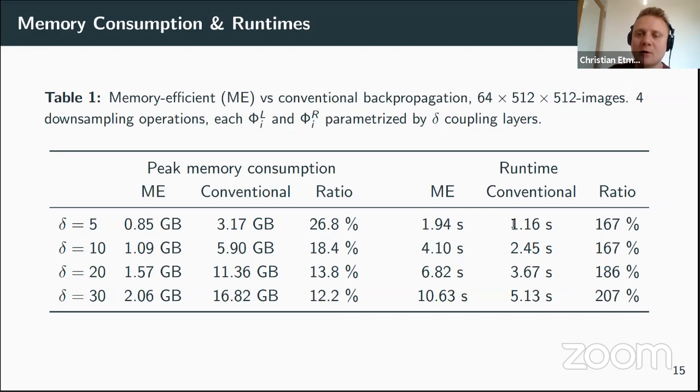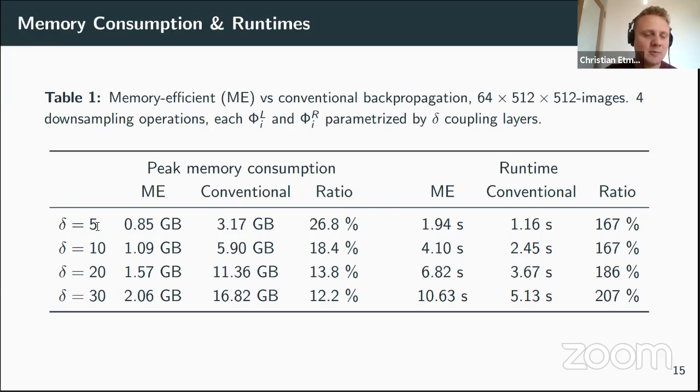So while calculating all of the gradients, in this case, took 1.16 seconds for the conventional backpropagation, averaged over 10 times, the memory efficient version took 1.94 seconds, meaning that we have an increase of 67% in runtime, basically. But this is just the calculation of the gradients itself. Usually during training, this number would realistically be a bit lower because you have some constant overheads which do not depend on the backpropagation itself, such as calculating moments or loading the data. So in practice, this number would be a bit lower.